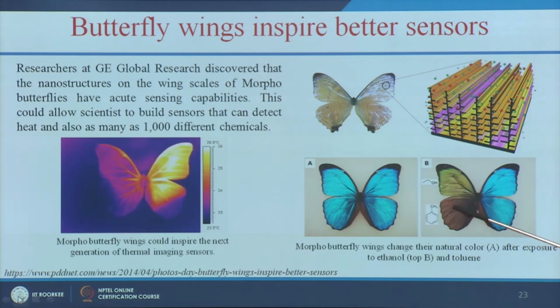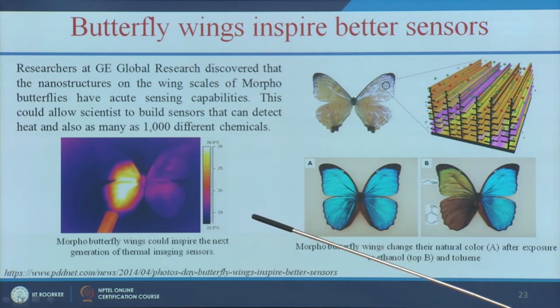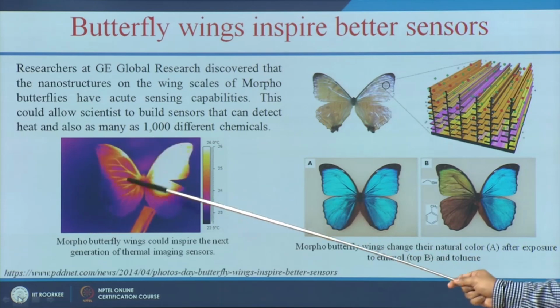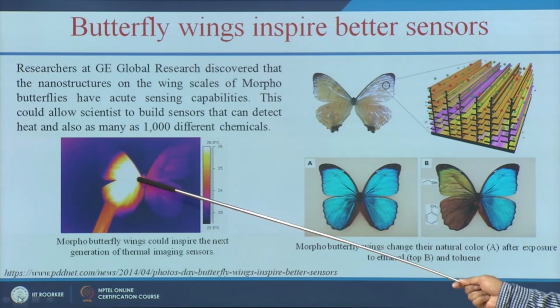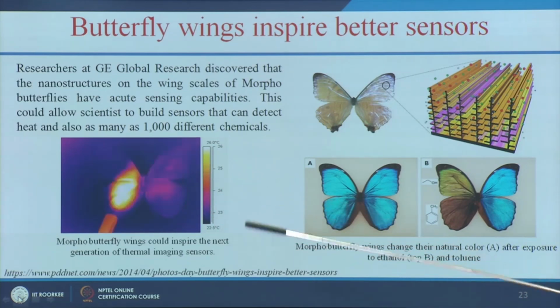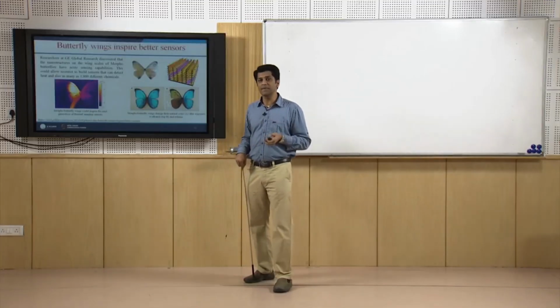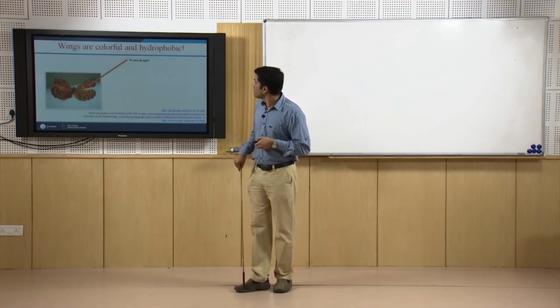When you apply toluene, the color of the butterfly wings changes. Based on that, we can make a simple chemical sensor. And again, here you can see that when you apply heat, the butterfly wing color changes. Based on this principle, we can make a similar kind of material that can be a very good heat sensor as well as a chemical sensor.